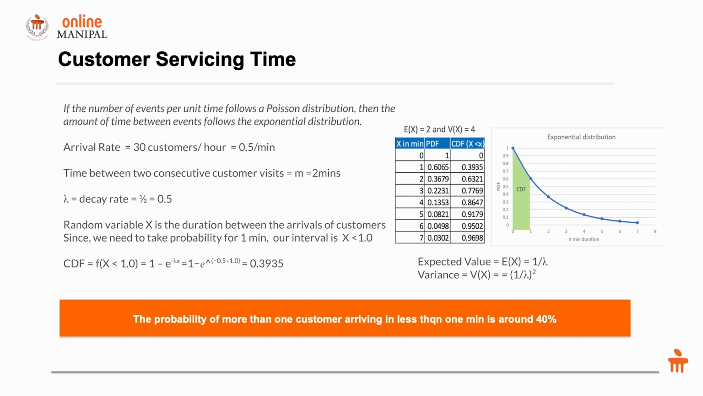The cumulative distribution function will give us this probability, which is F of x less than 1, and the formula for the exponential distribution is 1 minus e to the power of minus lambda x, which if we replace the values gives us 0.395, which is approximately 0.4. So the probability that 2 customers arrive in less than 1 minute would be 40%, which is considerable, and the store manager should take actions accordingly.